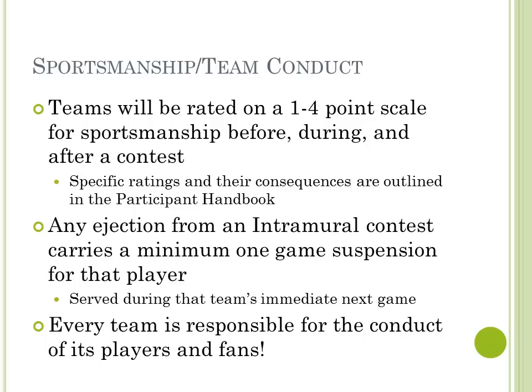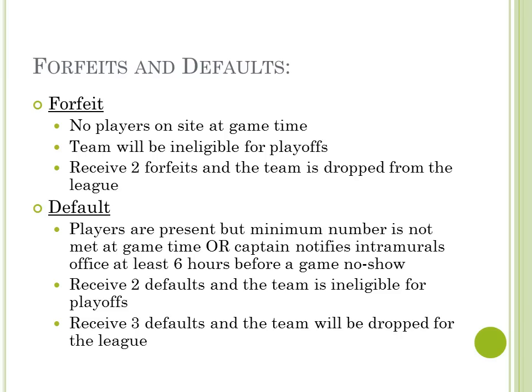Each team in every game will be rated on a 1 to 4 point scale for their sportsmanship before, during, and after a contest. If a player is ejected from a contest, that player will be suspended from their next game. A forfeit occurs when a team has no players on site at game time. That team will then be ineligible for playoffs, and if they receive 2 forfeits, the team will be dropped from the league.